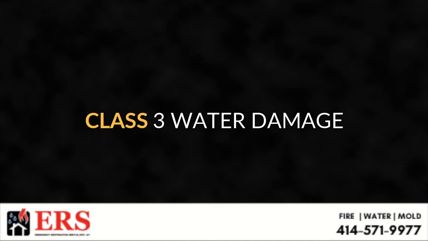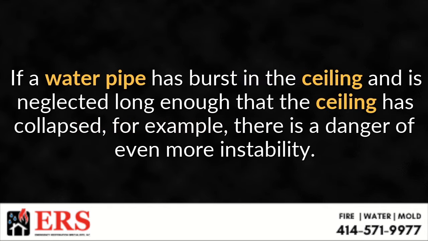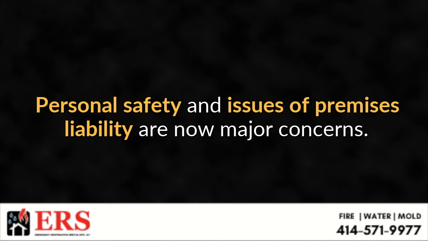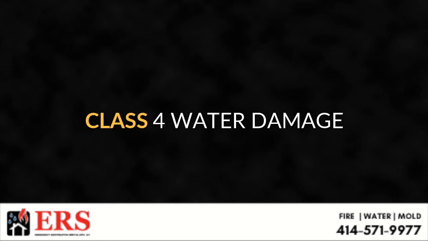Class 3 water damage. In this situation, the water damage is prevalent, widespread, and severe enough that structural integrity may have been compromised. If a water pipe has burst in the ceiling and is neglected long enough that the ceiling has collapsed, for example, there is a danger of even more instability. Personal safety and issues of premises liability are now major concerns. This is the type of scenario where an insurance company should be contacted about coverage because potential total damage is now severe.